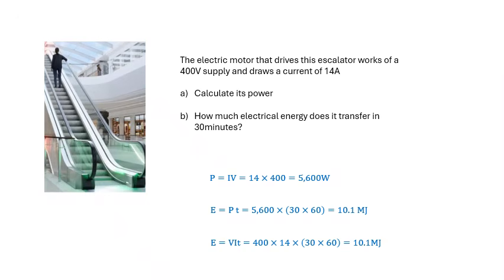You can do energy is power times time, because power is energy over time, so energy is power times time. Be careful with minutes, obviously it's got to be in seconds. So 10.1 megajoules, 10.1 million joules. Again, I could just say 10 megajoules, that would be 2 sig figs and that would be adequate. Or I could do energy is VIT, which is one of our equations. And amazingly, you get the same answer.